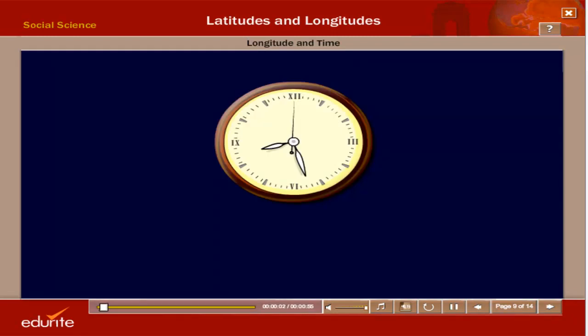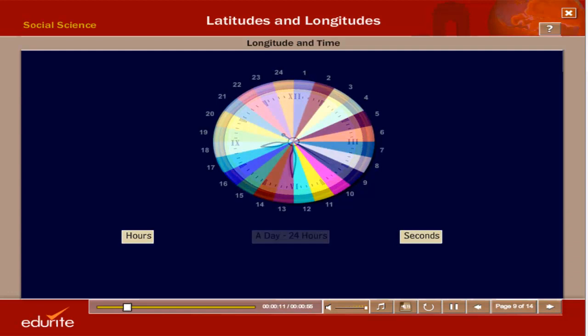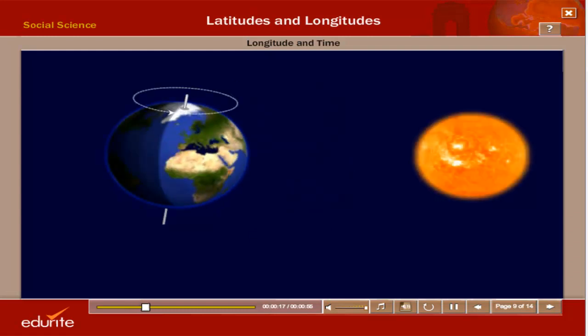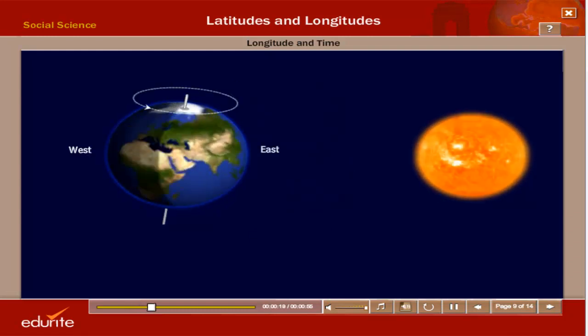Longitude and time. Man has developed a system of measuring time using hours, minutes, and seconds. A day is divided into 24 equal parts called hours. It takes 1 day for the Earth to complete one rotation around its axis, moving from west to east.